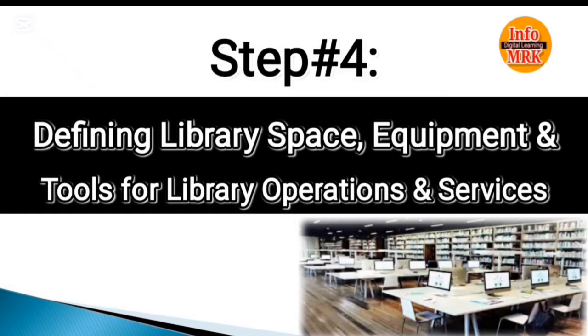Number 4, define library space, equipment and tools for library operations and services. It is also important to decide their planning about it. So the library should have a space according to users' need and size and nature. It is important to have a big space, and the building should be accurate, with natural light, and all other equipment should be installed in the library. So the library plays a very important role in services and library operations towards the users.